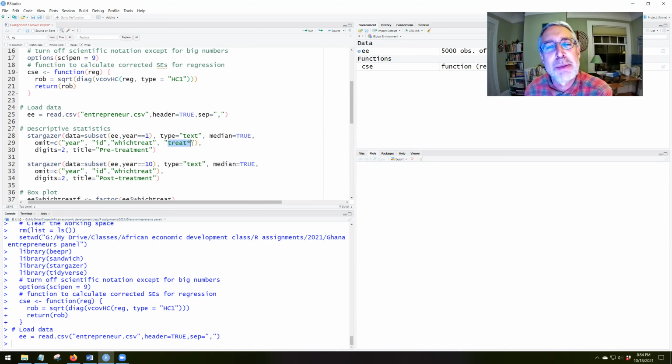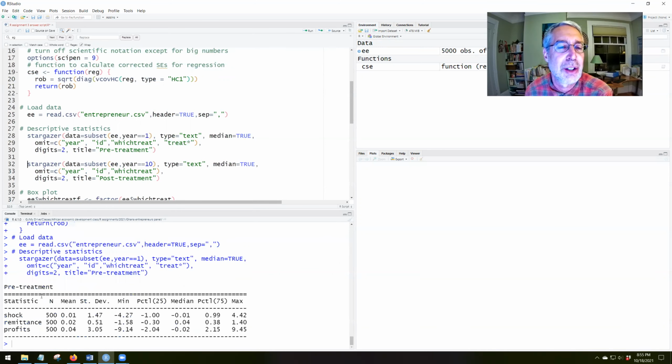And then I realized, well, there's other treatment variables there. So I'll just omit all of them by having treat with the asterisk. The asterisk then indicates any other letters that might follow treat. And we'll call this the pre-treatment averages. And there are our 3 variables that we have: shock, remittances, and profits, and 500 observations for each.